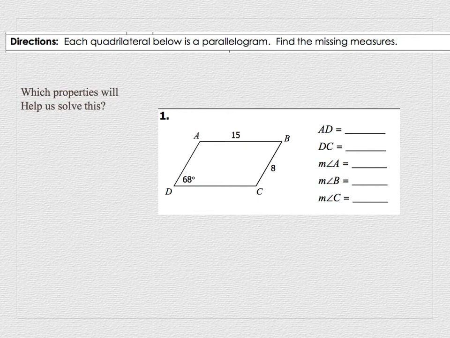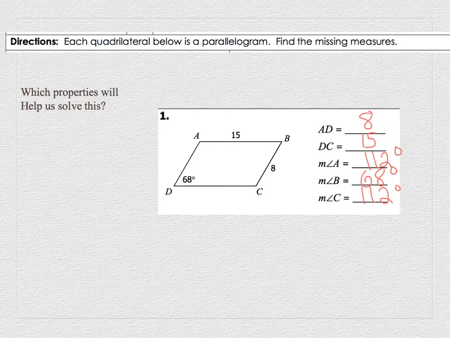When I look at this, the directions say each quadrilateral below is a parallelogram. Yay! The properties are going to help us find the missing measures. Which properties will help us solve this? Well, I know that I have AB is 15, so opposite sides, that's going to help me. I know I have an angle, which is 68, so opposite angles, that's going to help me as well. So let's see what you can fill in.